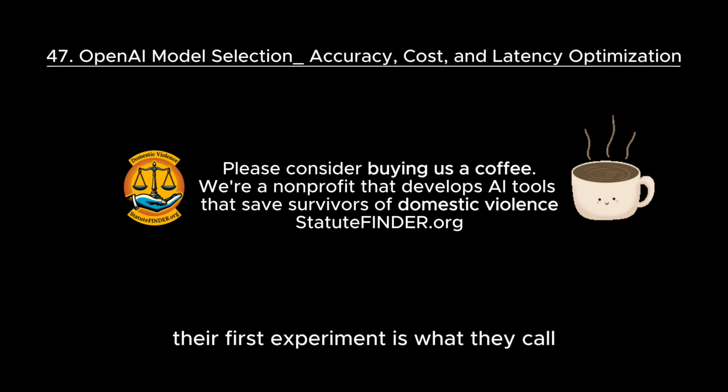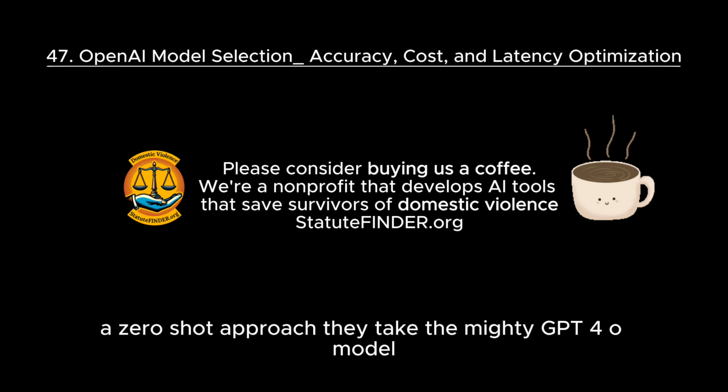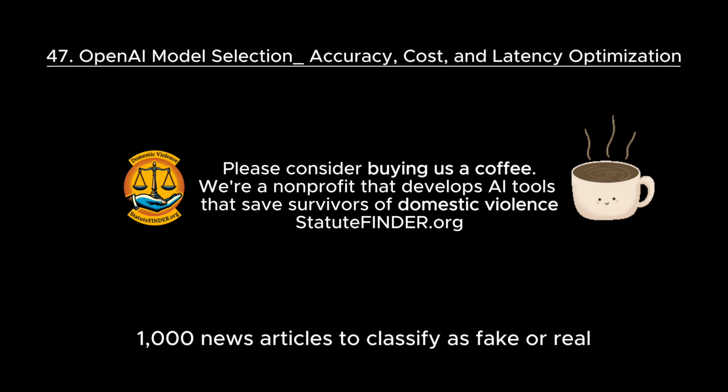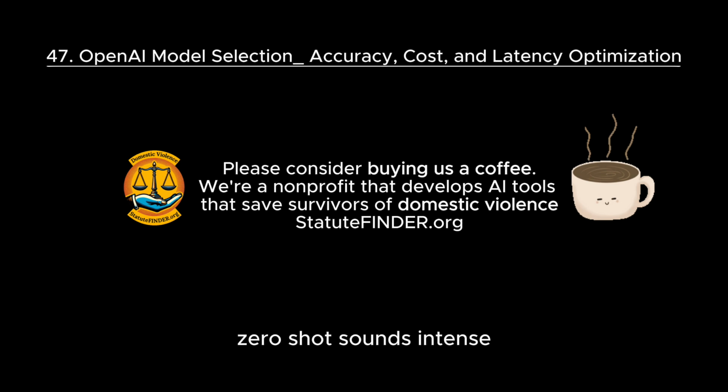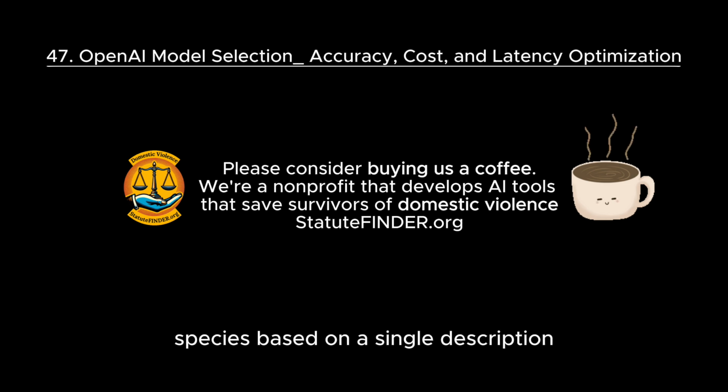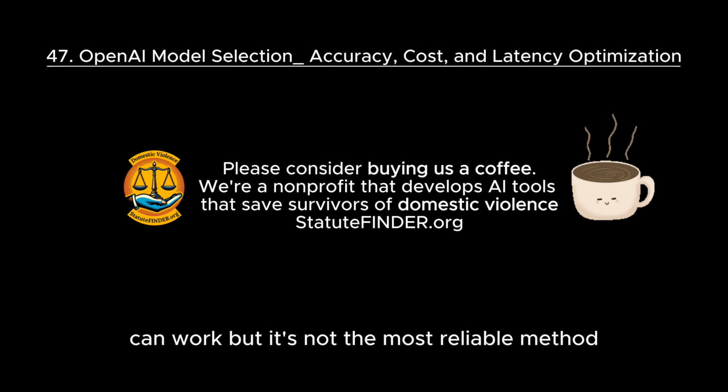All right, so their first experiment is what they call a zero-shot approach. They take the mighty GPT-4o model, give it a simple prompt, and feed it 1,000 news articles to classify as fake or real. Zero shot sounds intense, like the model gets 1 shot and that's it, no practice rounds. Exactly. It's like asking someone to identify a rare bird species based on a single description. It can work, but it's not the most reliable method.